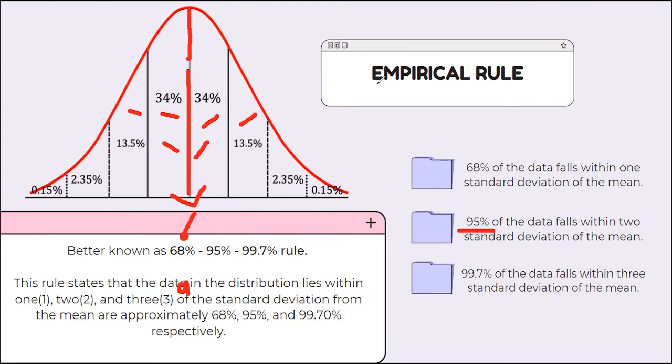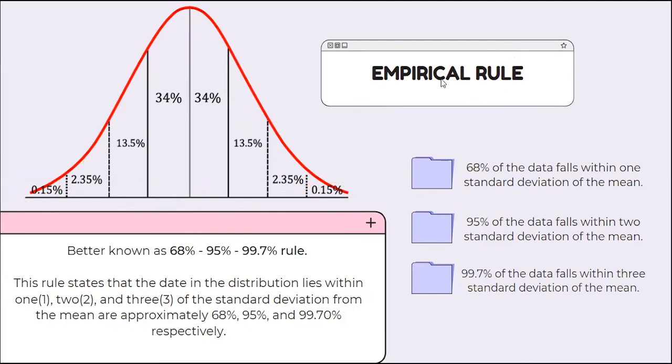So let's use a different color. If you add this, this, and this, 3 from the right and 3 from the left, you will get 99.7%. With this, the 0.15% on the right and the 0.15% on the left are the margin of error.